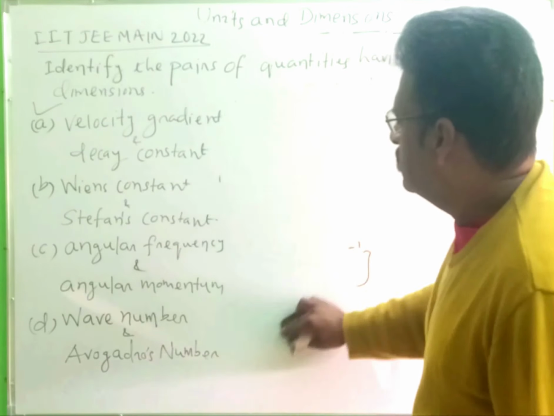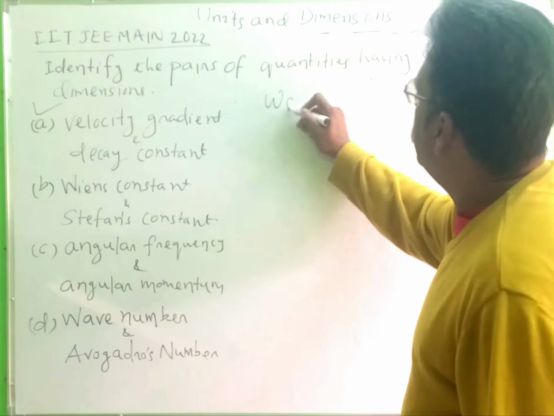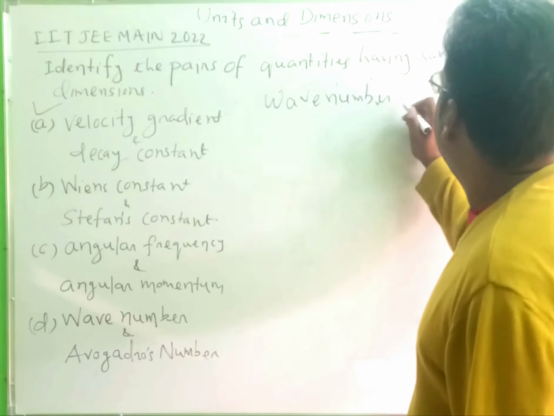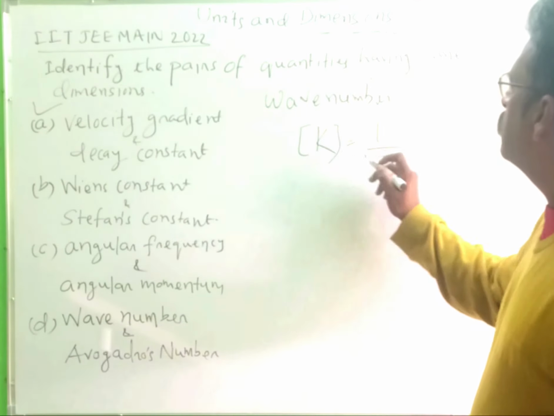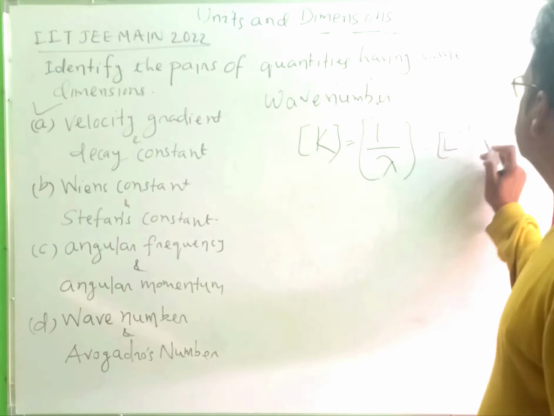Let us examine option D. What is wave number, student? Wave number is denoted by K, and this is 1 by lambda, meaning the number of wavelengths per unit length or unit distance is called the wave number, student, 1 by lambda. And you know this is a distance, so the dimensions will be equal to the dimensions of 1 by lambda, that is L to the power minus 1, students.